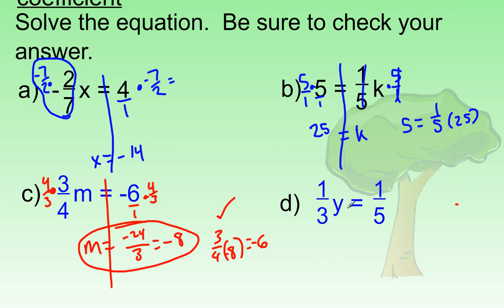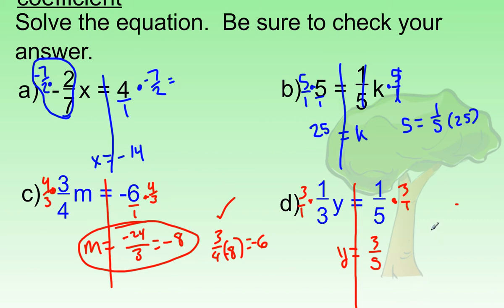Letter D. The variable is being multiplied by this 1/3. You could divide by 1/3 if you have a calculator that can do that, or the routine is to flip the second one, multiply by the reciprocal. Multiply both sides by 3/1. You get 3/3, which equals 1y. On the other side, you get 3/5.